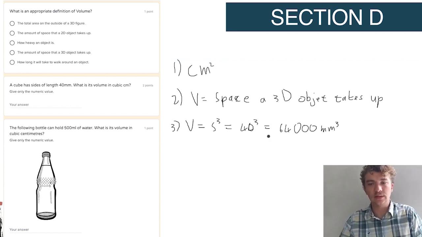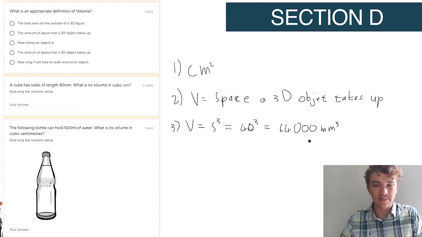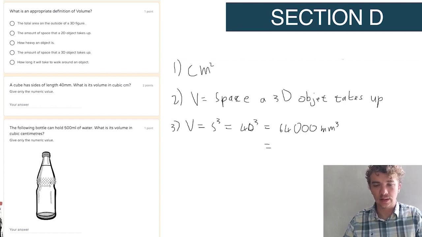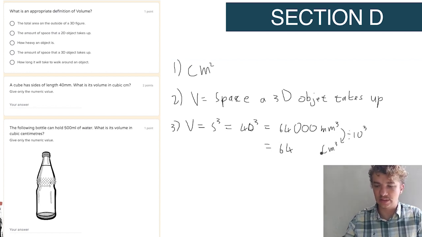Okay, so the answer is 64,000 cubic millimeters, but they actually ask us to give the answer in cubic centimeters. So now, to get from millimeters to centimeters, we divide by 10. But because it's to the power of 3, we divide by 10 to the power of 3, which will give us an answer of 64 cubic centimeters.